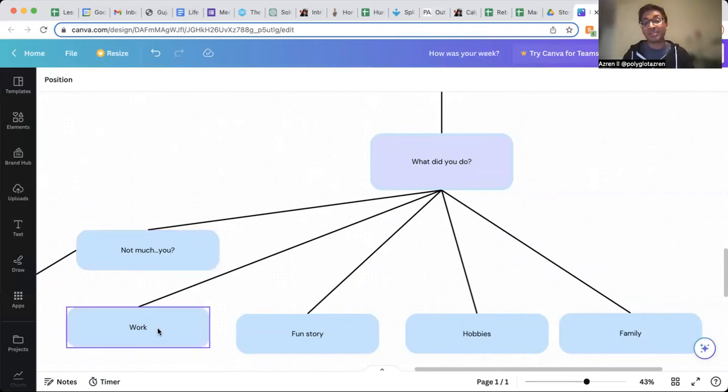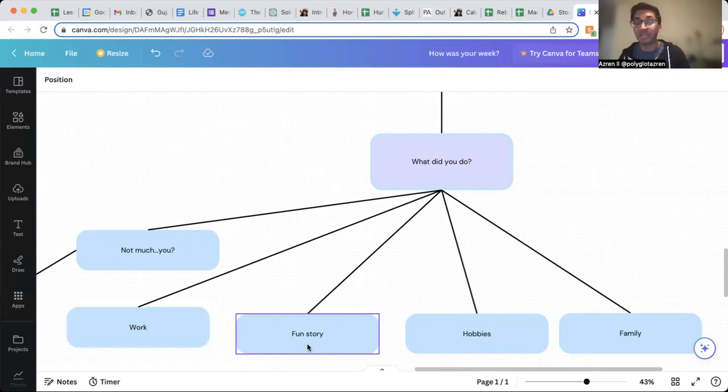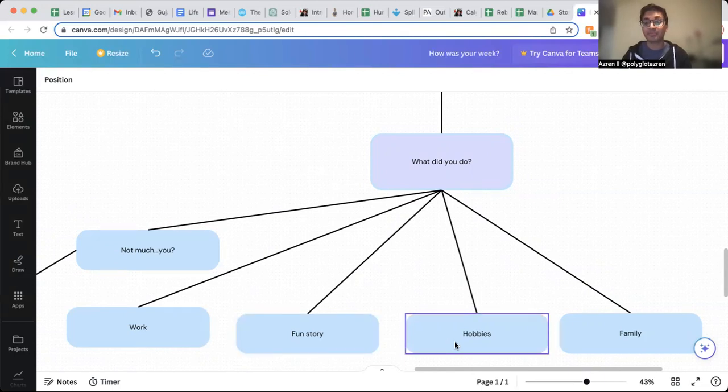They might tell you something about work. They might say, oh my God, work was so busy. They might say, oh yeah, I worked a lot. Oh yeah, just a pretty typical work day. They might say something related to work. They might give you a fun story, as you can see on my screen. They got married. They bought a car. They went on vacation. They just got back. They might share something related to hobbies. Maybe they share something related to family, right?